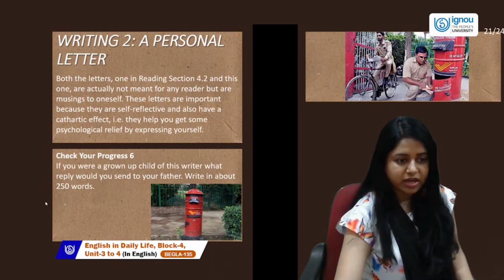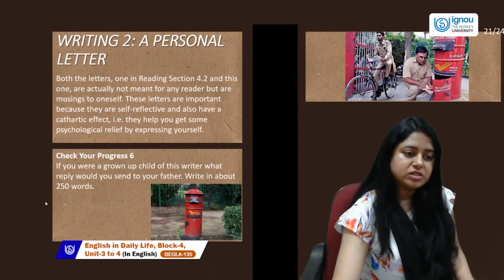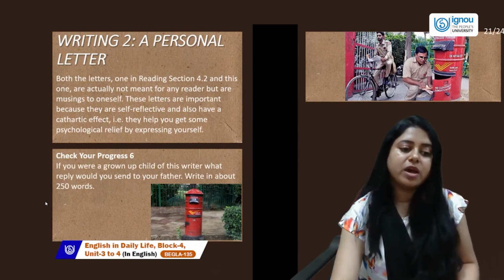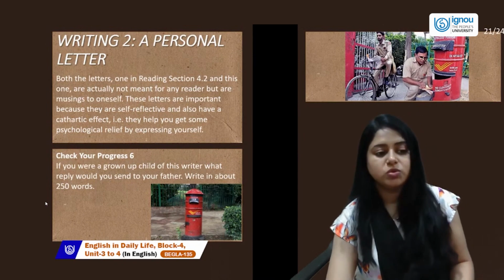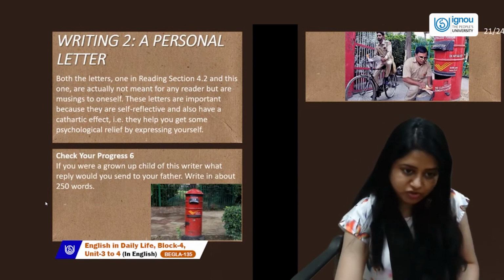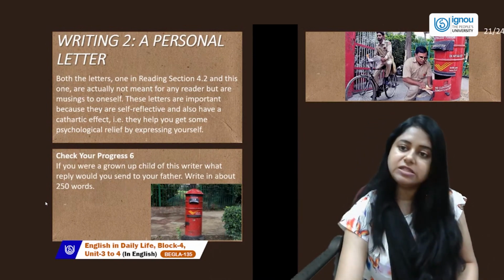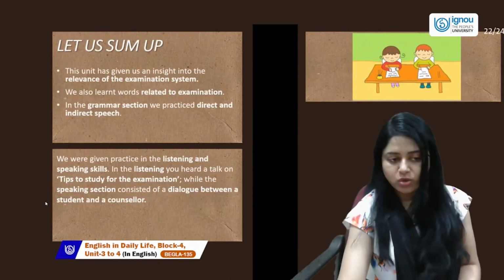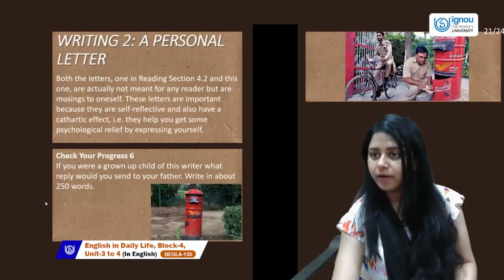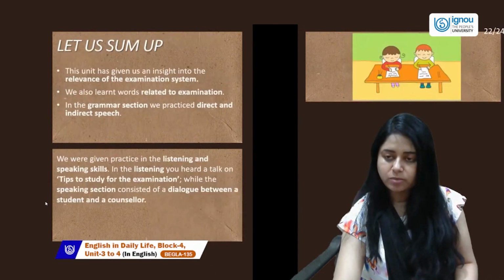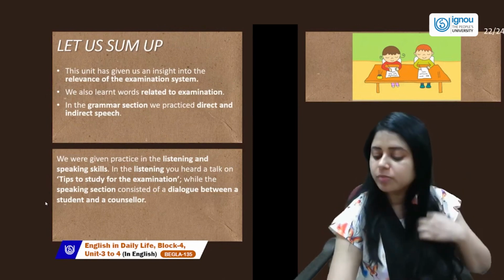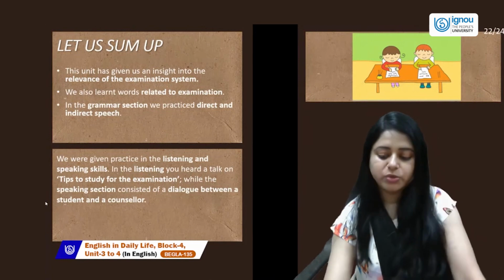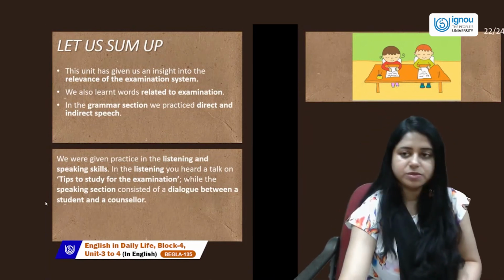Now you look at progress exercise 6. If you were a grown-up child of this writer, what reply would you send to your father? Write it in about 250 words. So you see a letterbox here, which is not a very common sight these days because we are so dependent on emails and texts that we do not post letters now. But a postman would usually make people happy because they know that they are receiving communication from somewhere.